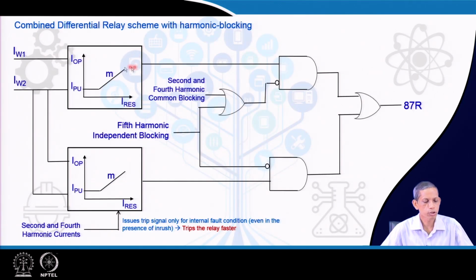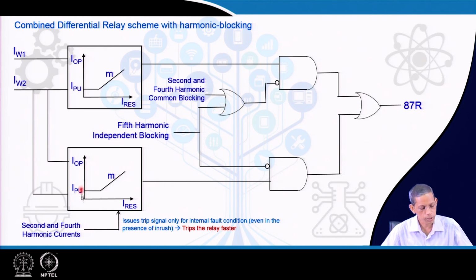So, overall, if we combine the harmonic blocking and all these schemes, the percentage differential relay takes the current from the two windings for each phase, and then there is the corresponding decision process. It takes second harmonic, fourth harmonic, the common blocking schemes, and also independently fifth harmonic blocking or operation. There is another scheme, which was already discussed in the restraining case, where you add the second and fourth harmonic and then go for the trip decision, but independently fifth harmonic blocking is there too, and both run in parallel and make an OR operation to go for the trip expression.